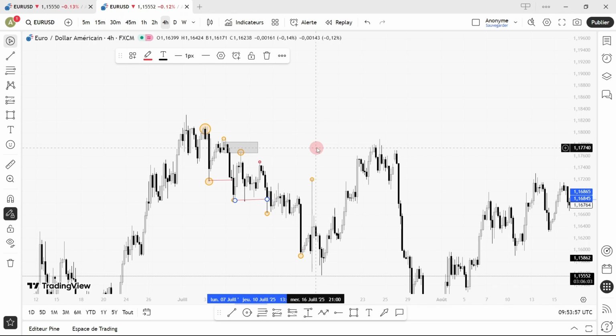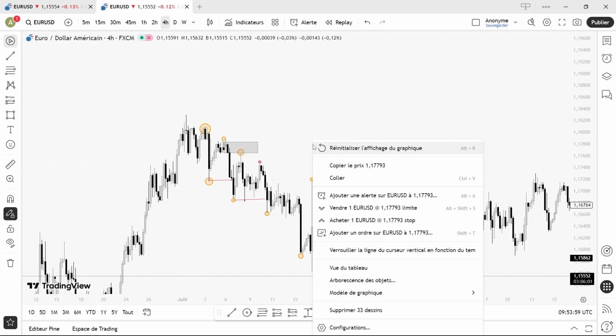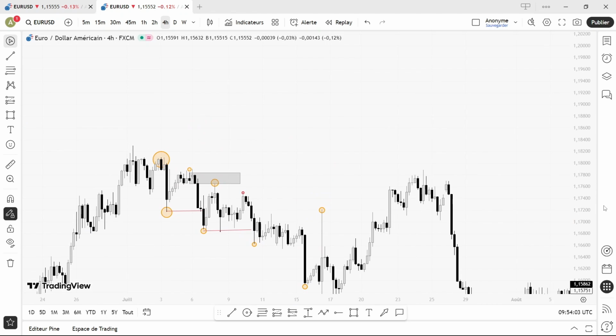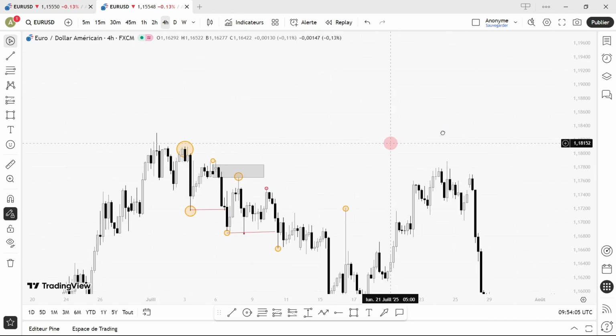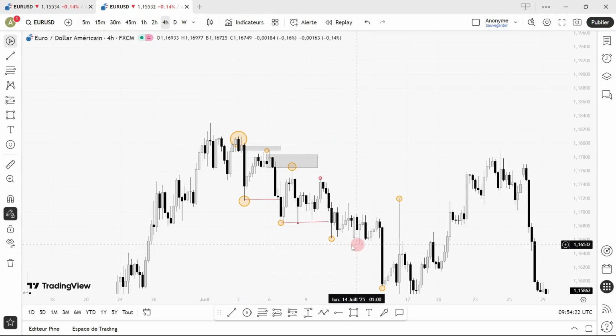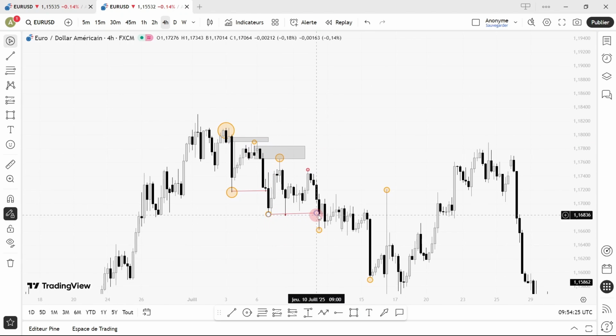Let me zoom in a bit. So I'm very sure you can see this. This is a lower low, a lower high. After there, it got this. It is also this point of interest here. We are going to see what happened there. So a break of structure there.